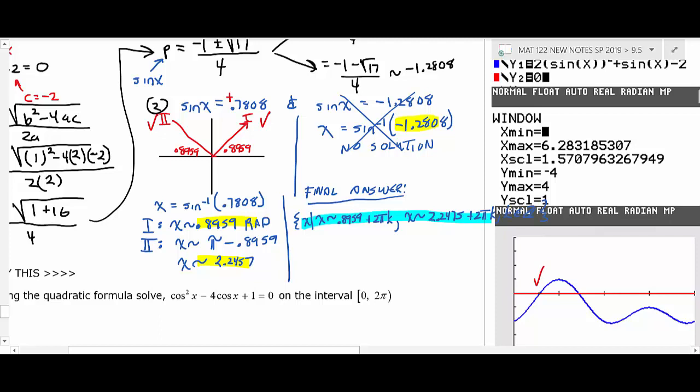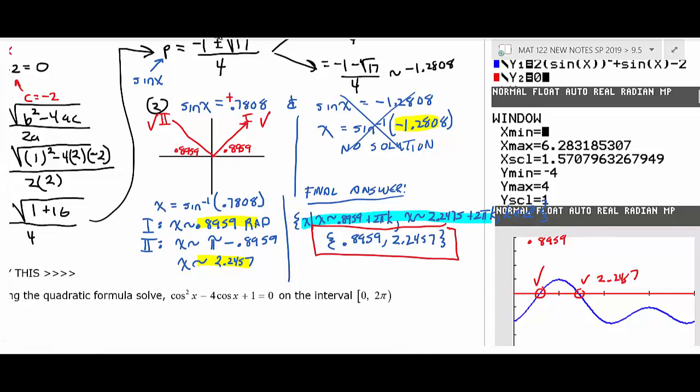This answer right here, that x-intercept would be 0.8959 radians, and then this answer would be 2.2457. Now that would give the exact formulaic answer, but the specific answer would be 0.8959, comma, 2.2457. So in this problem, this is what I was looking for, because you were asked to solve on an interval, so that's your final answer right there.